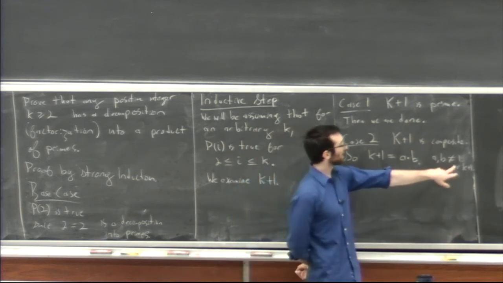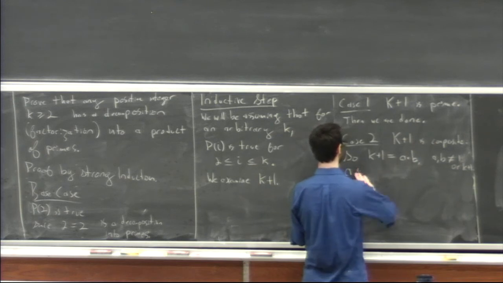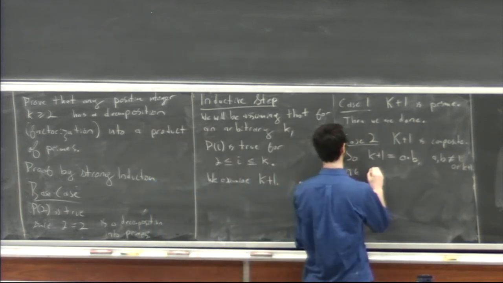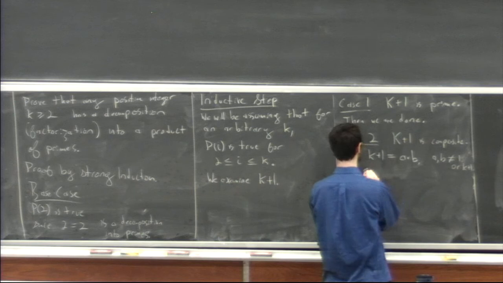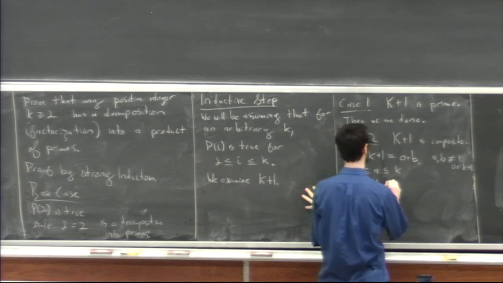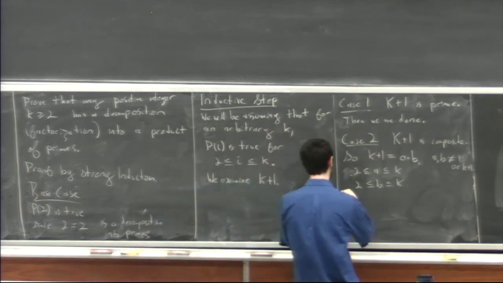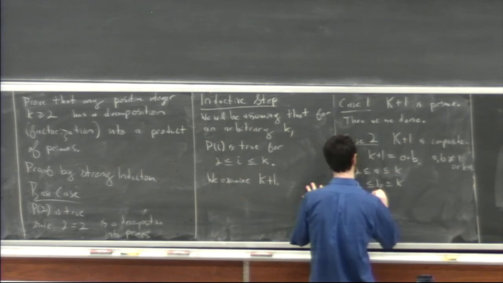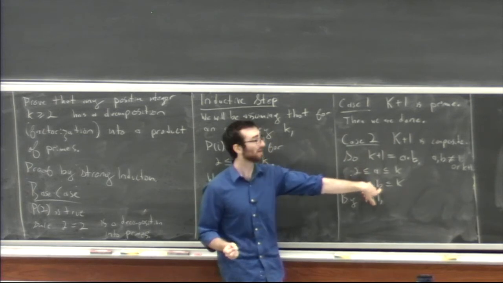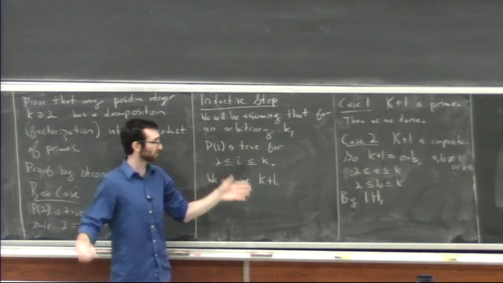Now, since a and b are neither 1 nor k plus 1 and they're positive integers, a lies inside the interval between 2 and k: 2 ≤ a ≤ k, and also 2 ≤ b ≤ k. Now, by the inductive hypothesis, I know that a has a prime factorization and b has a prime factorization, because that's what we are assuming in the inductive step. We're assuming that every integer between 2 and k can be written as a product of primes.